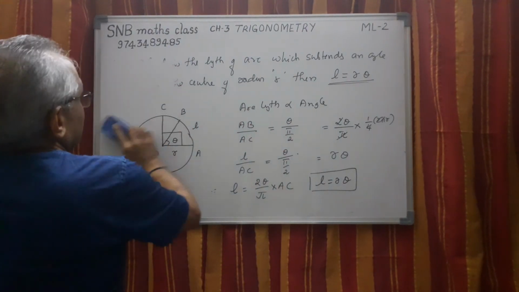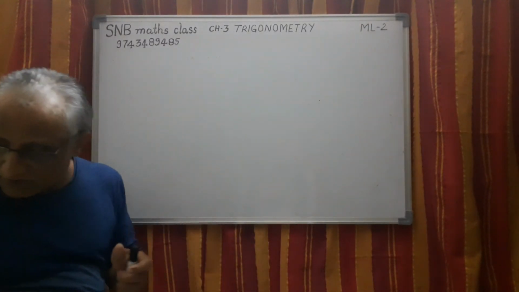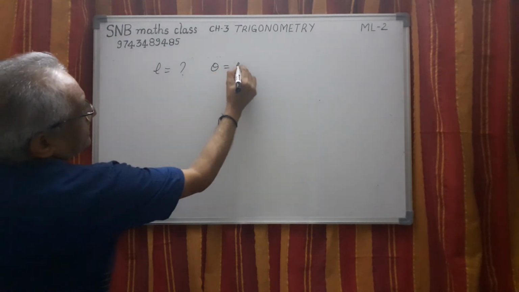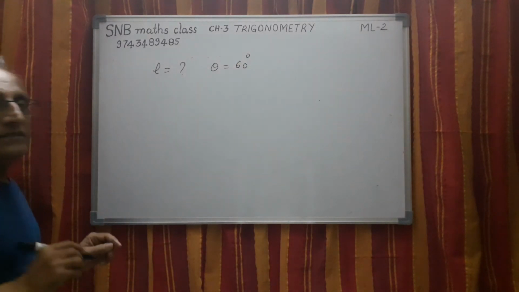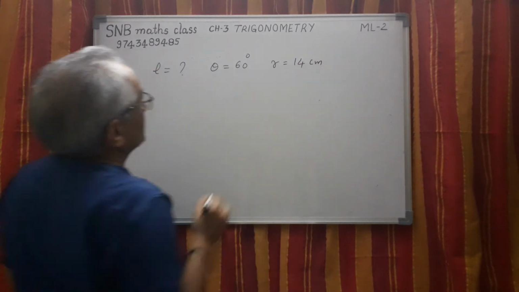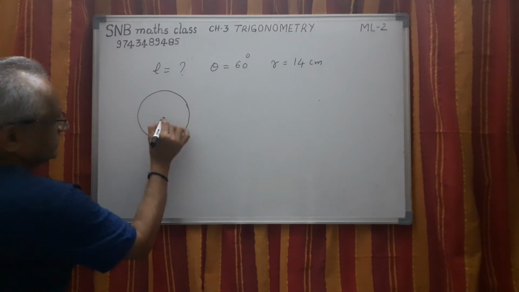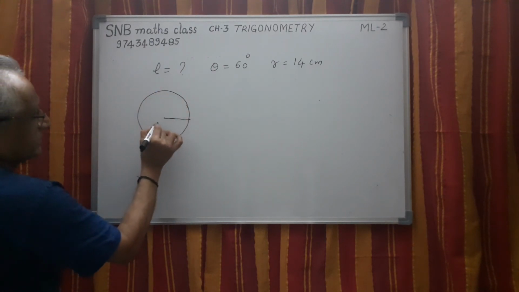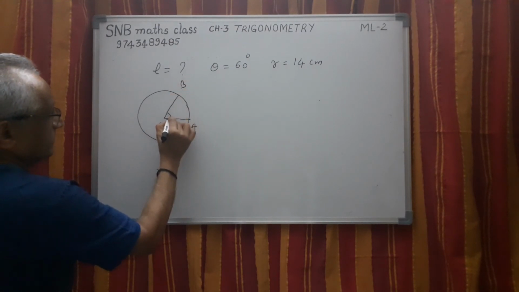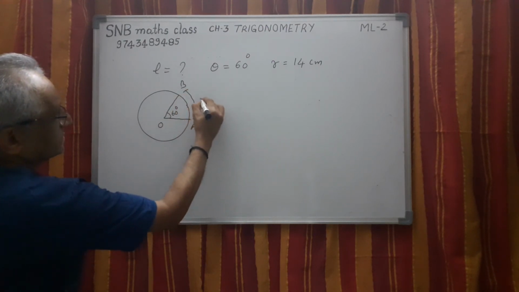Let me take one example. Find the arc length of a circle. So what is given is L you have to calculate. Given theta equal to say 60 degree. Theta is 60 degree. Radius r equal to say 14 centimeter. What is the arc length? So let us draw the diagram so that we will be able to visualize the situation. So this is O, this is A, and this is B, and what is given is this is 60 degree, and I want to find this length. This is L.